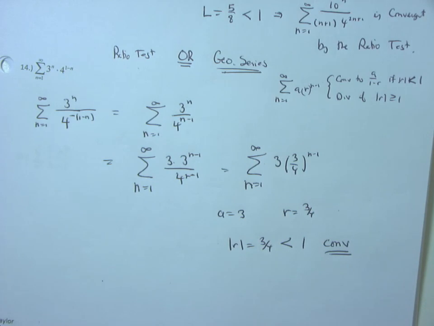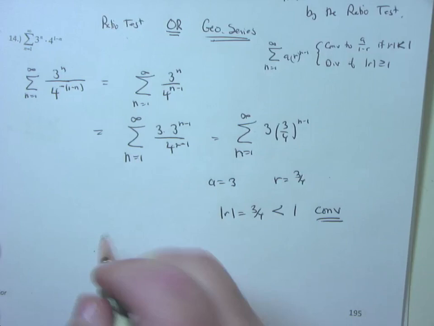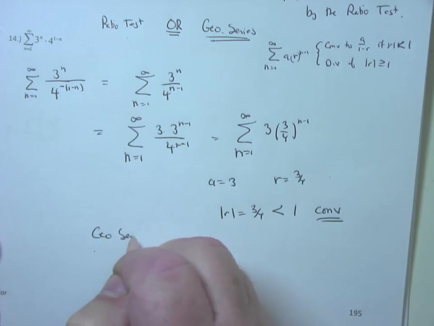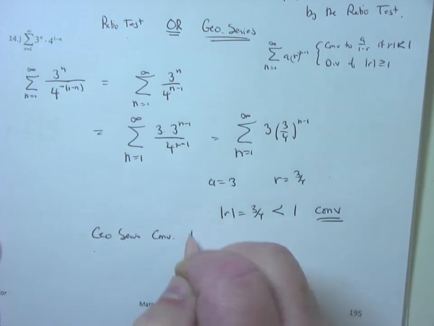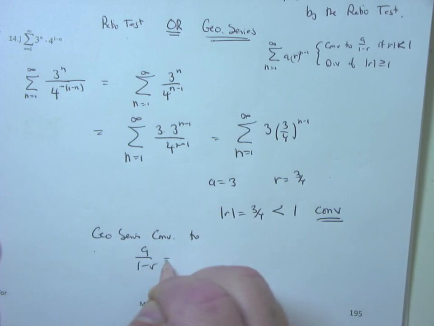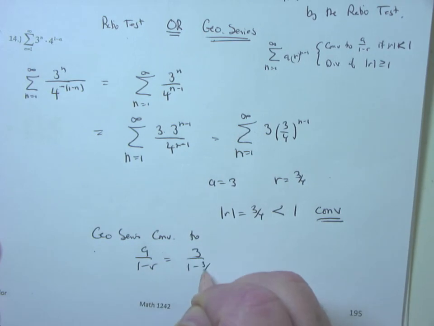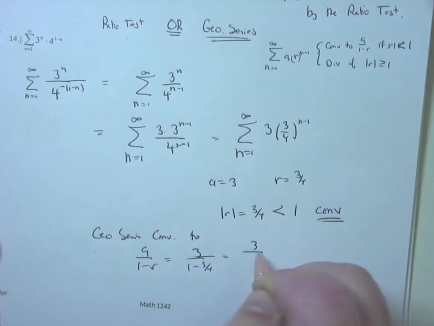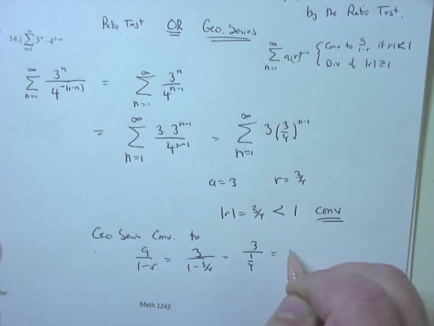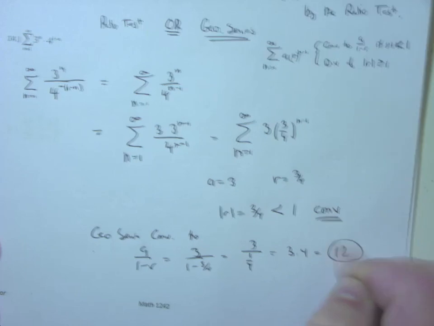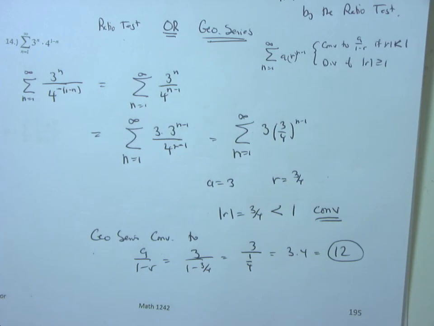You want to tell what it converges to? Sure. The geometric series converges to a over 1 minus r. a is 3 over 1 minus 3/4. That'll be 3 over, 1 minus 3/4 is what? 1/4. We invert and multiply, that'll be 3 times 4. It actually adds up to be 12.